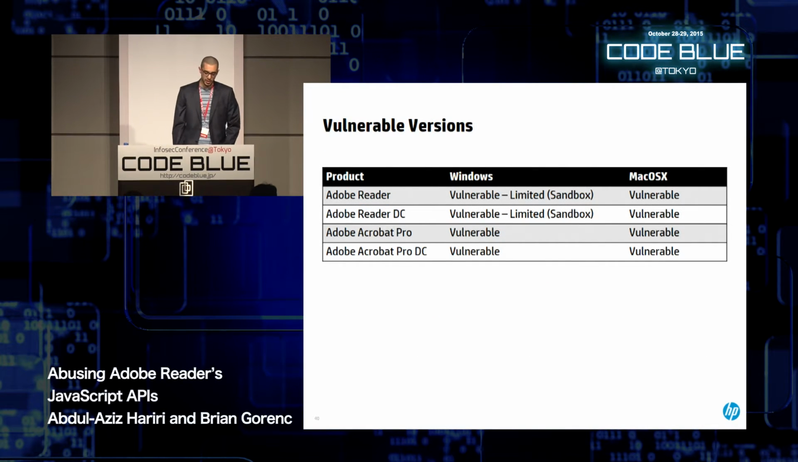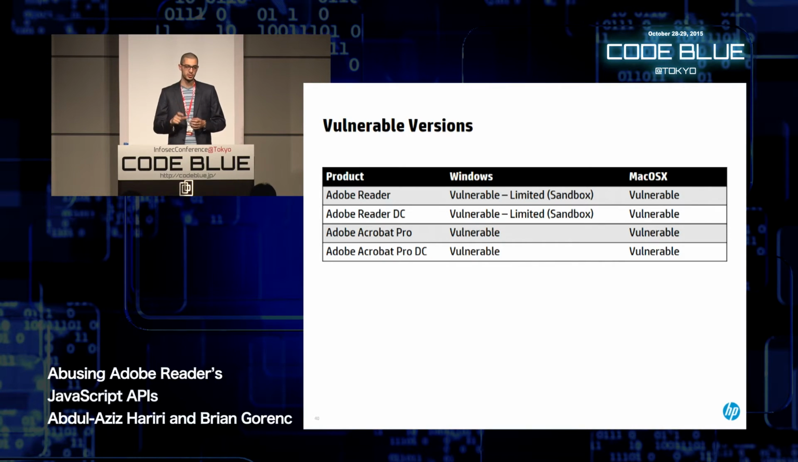So just to recap on the vulnerable versions of Adobe, basically all the Adobe versions are vulnerable to this specific attack. The only difference is the Reader has sandbox limitations, so it doesn't allow you to actually dump files on the disk, because all the JavaScript calls are routed through the broker, and the broker basically denies that. Acrobat Pro is vulnerable because it doesn't have sandbox technology. They're vulnerable on both Windows and MacOSX.